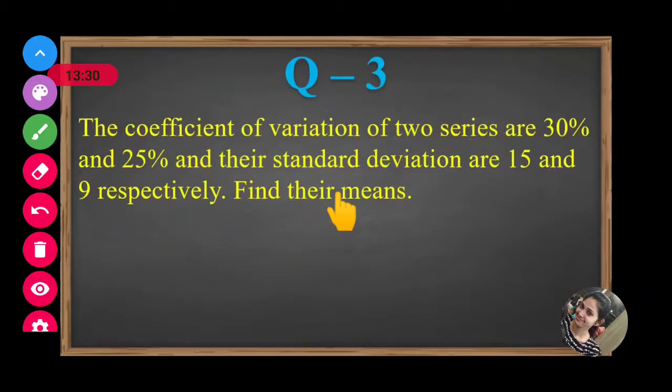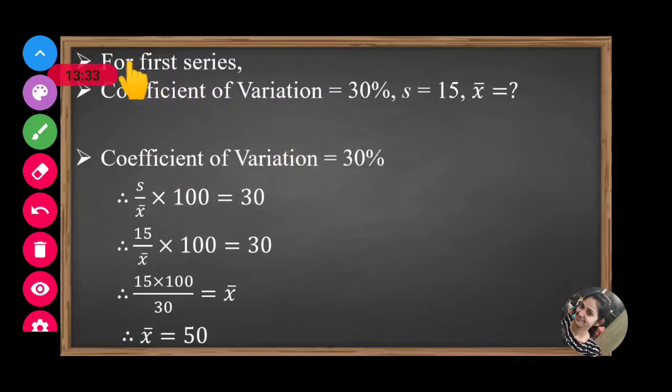See the answer for the first series. Coefficient of variation is given 30% and standard deviation 15. We have to find the mean, it means the X bar. Put the formula. Coefficient of variation is equal to S upon X bar into 100, right, is equal to 30. Why are we writing 30? Because 30% is our coefficient of variation. Here we are writing 100, so we cannot put the percentage sign. Put the values. S is given 15, X bar is not given, into 100 is equal to 30.